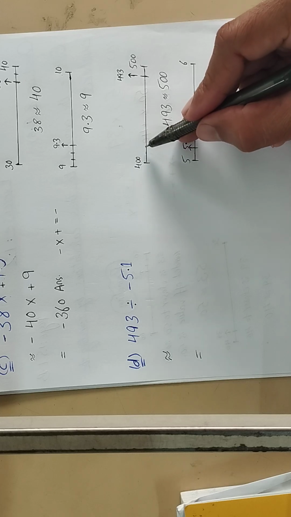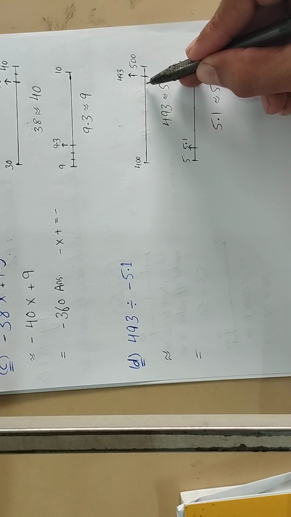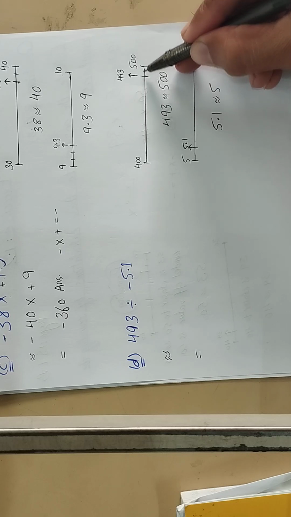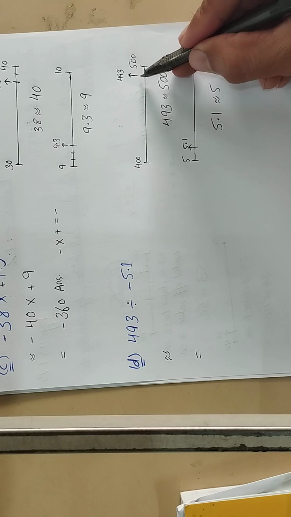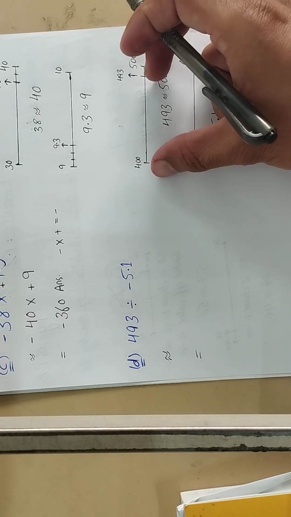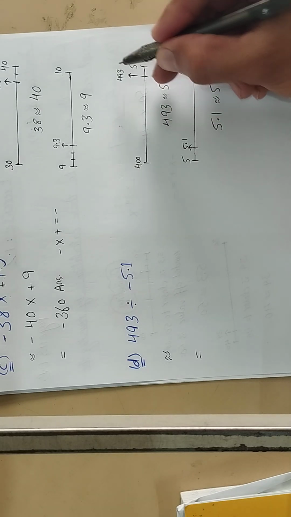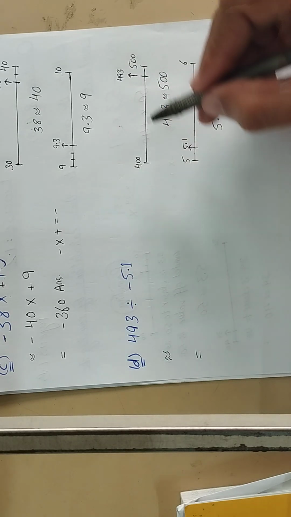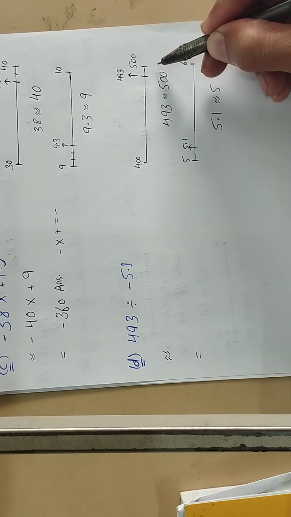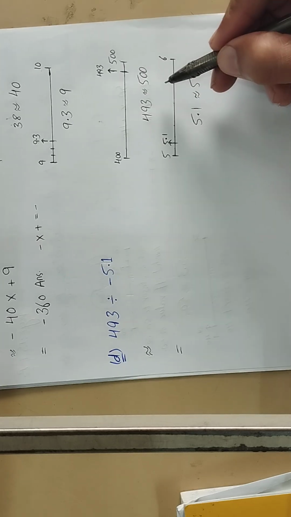400, then it will be 410, 20, 30, 40, 50, 60, 70, 80, 90, and then 93. So this number will be closer to 500. 493, you can see that it is closer to 500 as compared to 400. There is a big gap between these two numbers as compared to these two numbers. So 493 is closer to 500. So its rounded off value is 500. So when we round off 493, we get 500.